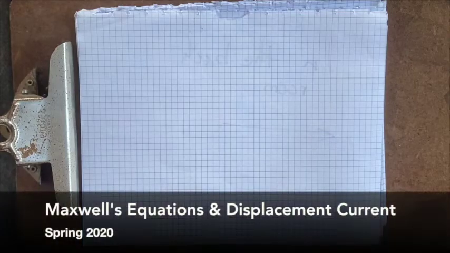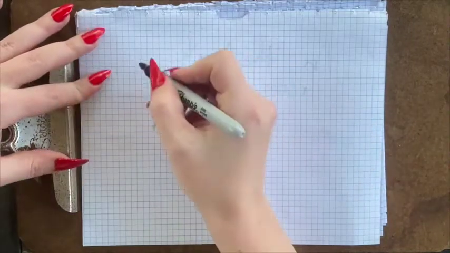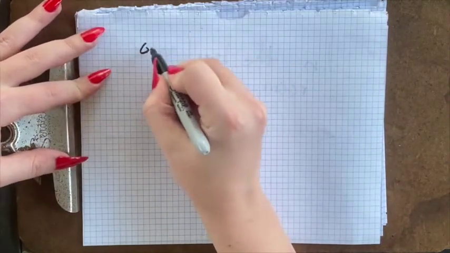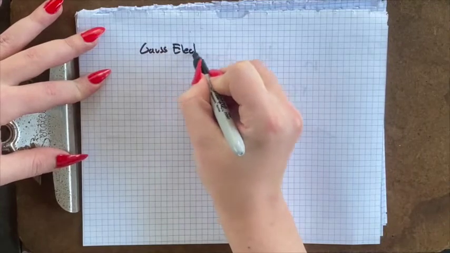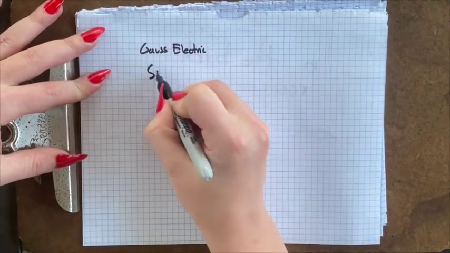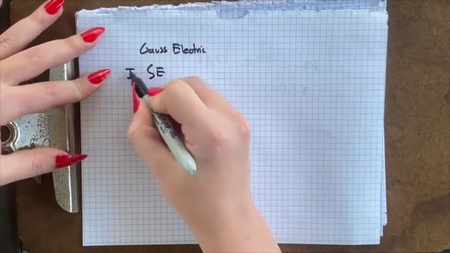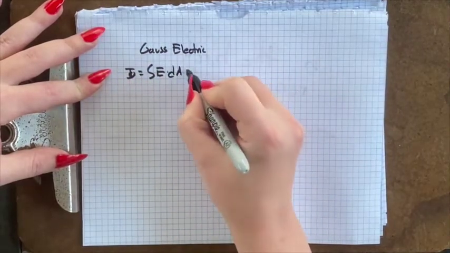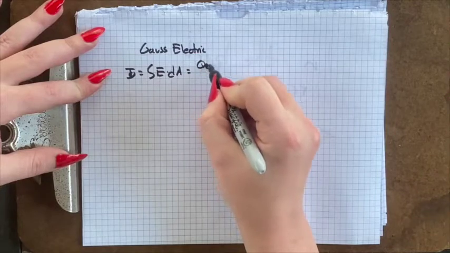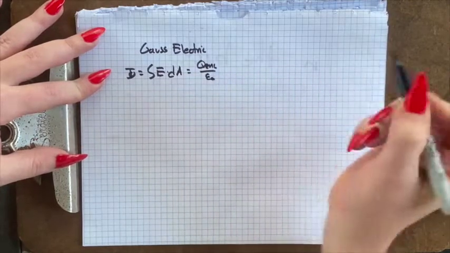So our next conversation is about Maxwell's equations, and they're really just a collection of other people's equations for the most part. So we look at Gauss' law for electric fields, and we remember that that's the total flux of E dot dA through a closed surface is equal to Q enclosed over epsilon naught.